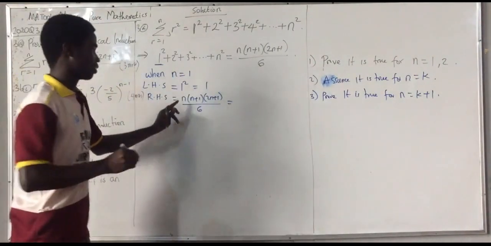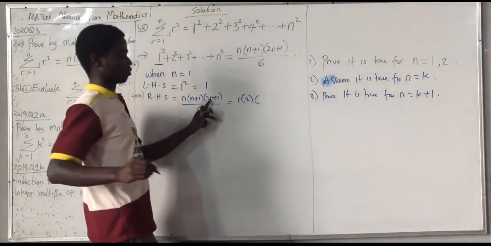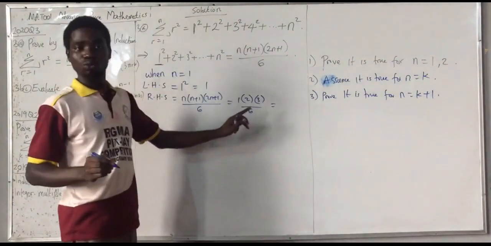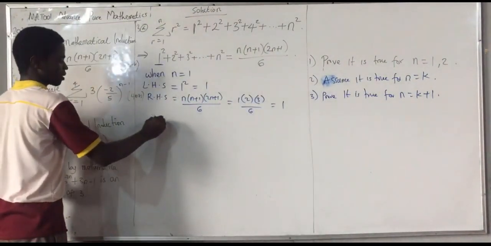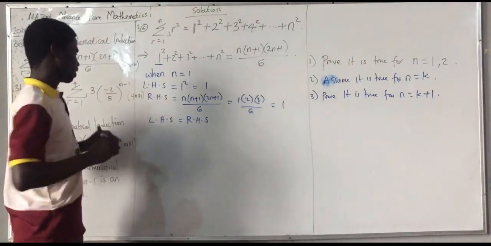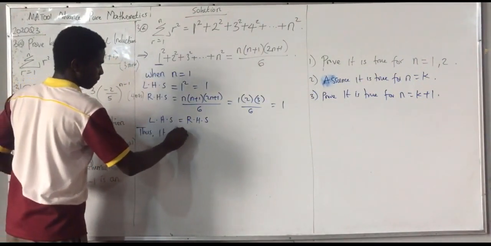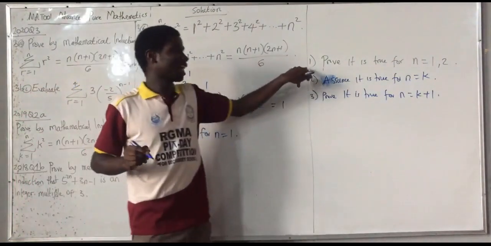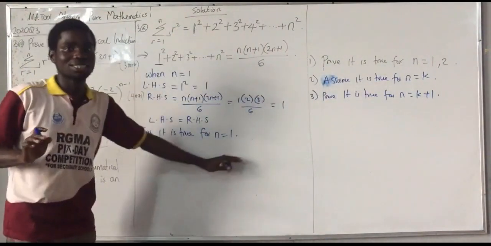Put n to be 1. This is 1, open bracket, 1 plus 1 is 2. 2 times 1, 2 plus 1, 3. 1 times 2, 2 times 3, 6. 6 divided by 6, 1. You can see left hand side is equal to right hand side. Right? You can now see, thus, it is true for n equal 1. That is that. I've just finished this number one. Prove it is true for n equal 1. I've just finished proving it here.